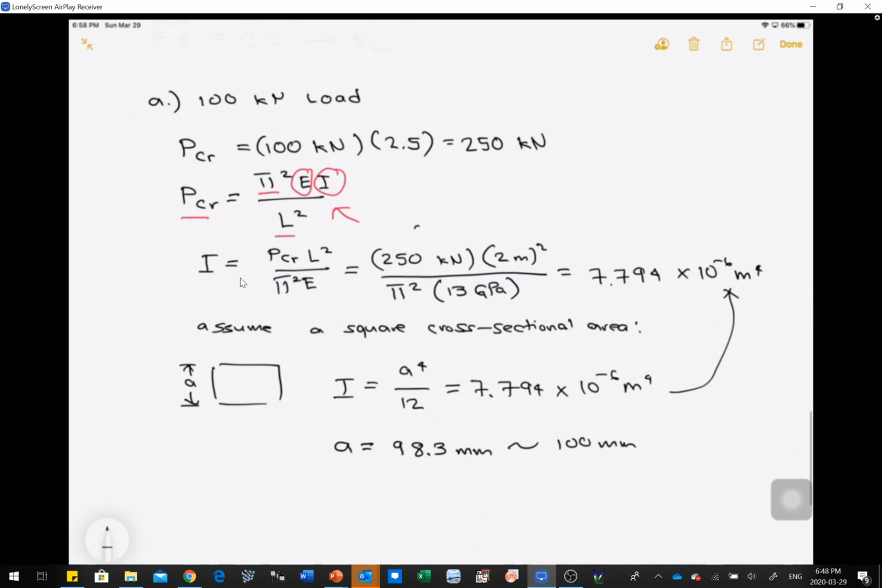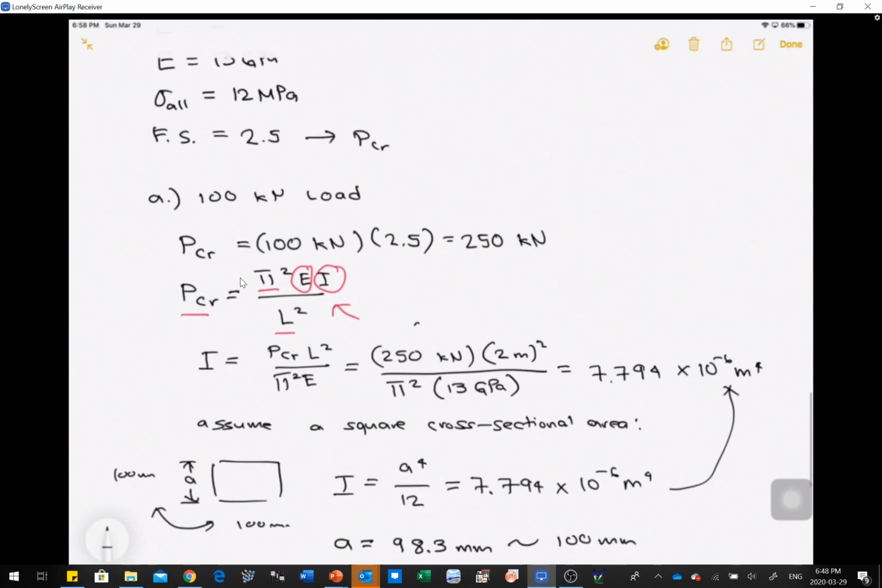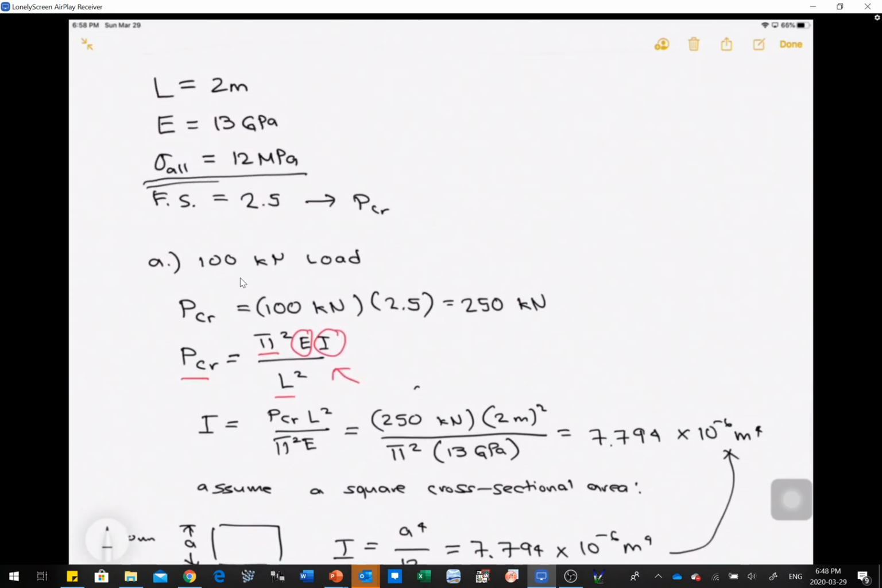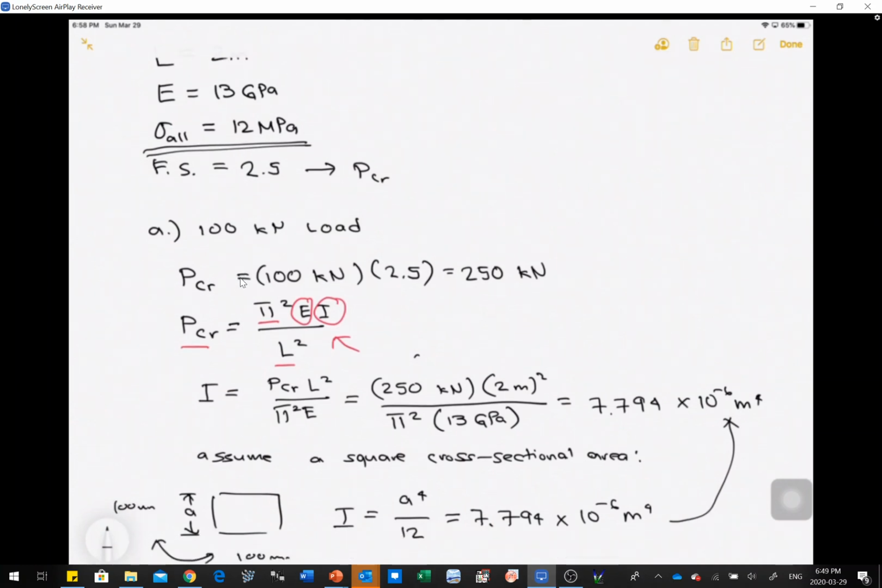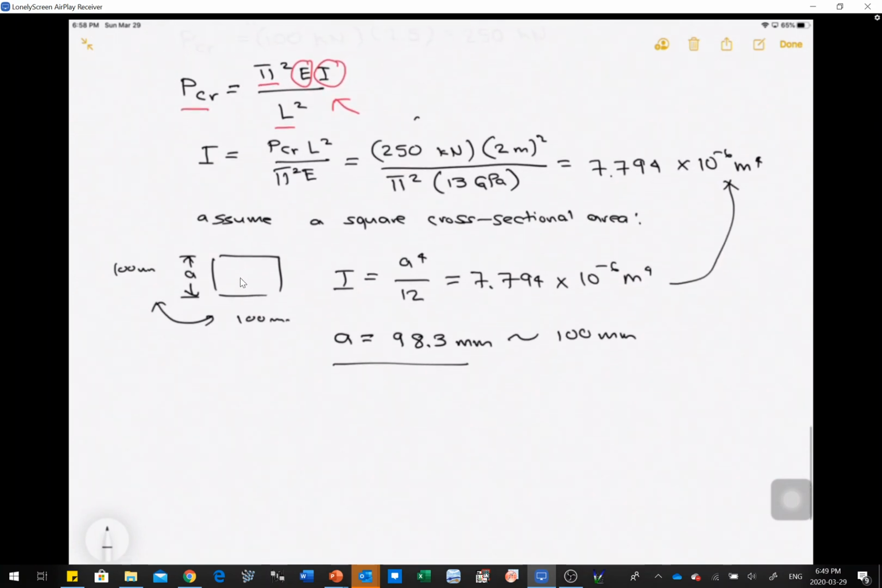Now our structure, we can say that this is 100 right here, 100 right there. Now if we assume a square with 100 by 100, it's not yet done. We know the dimension. However, if you look at our given, we are specified with allowable stress right here, which means we first have to check if we satisfy all the conditions. Given that we assume it's a square 100 by 100 millimeter, we can check the stress at that specific section using P over A.